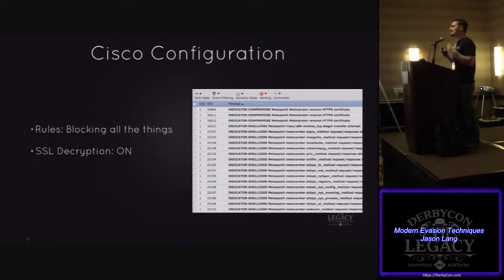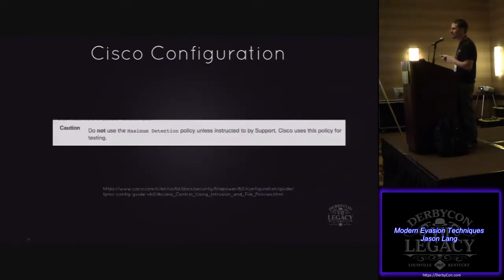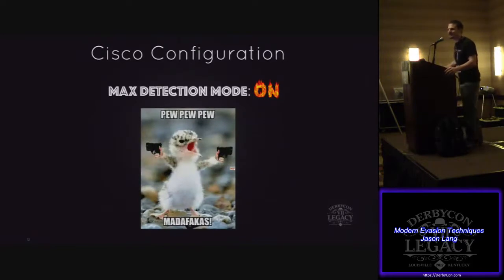If you don't have SSL decryption turned on in your environment, you are missing an awful lot. So we turned on SSL decryption. Now, that was good. However, buried in the recesses of the Cisco documentation, there is a setting called maximum detection policy. So awesome is this setting that even in Cisco's own documentation, they tell you, don't turn this on. And I'm here to tell you, we turned on max detection policy. Oh my gosh. It's on.